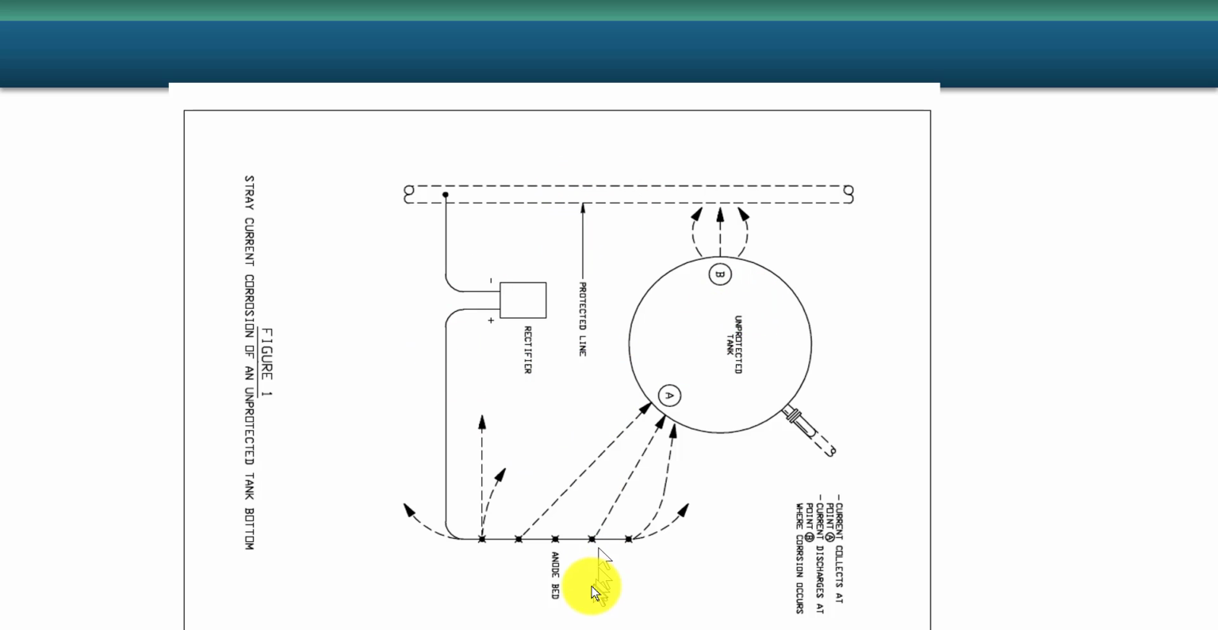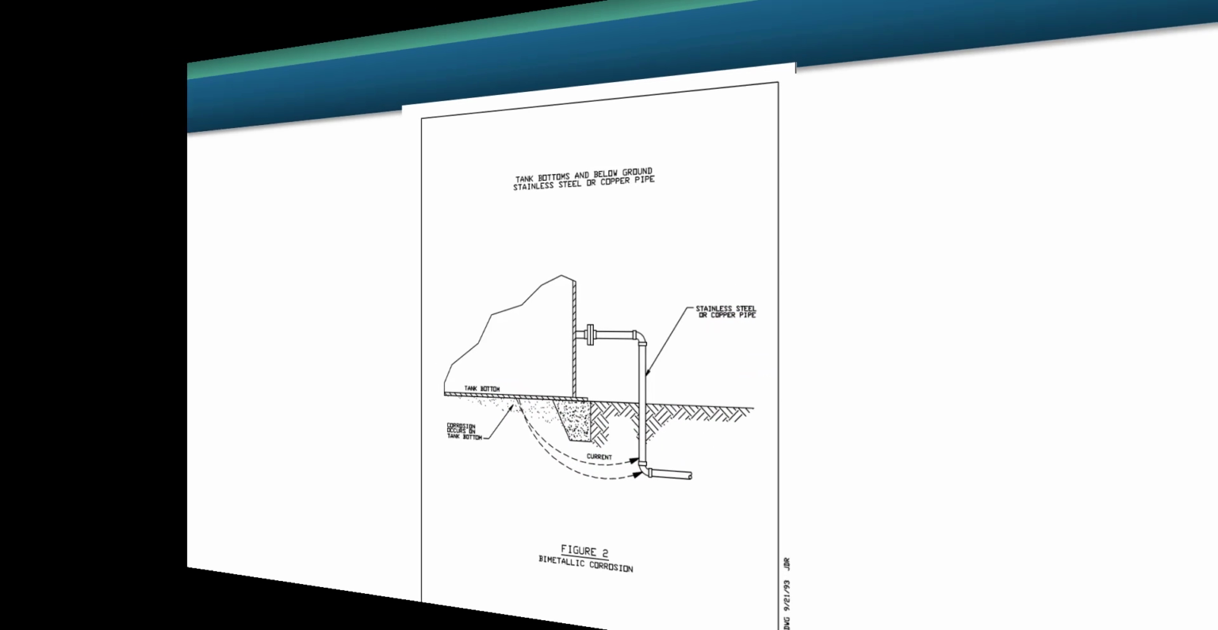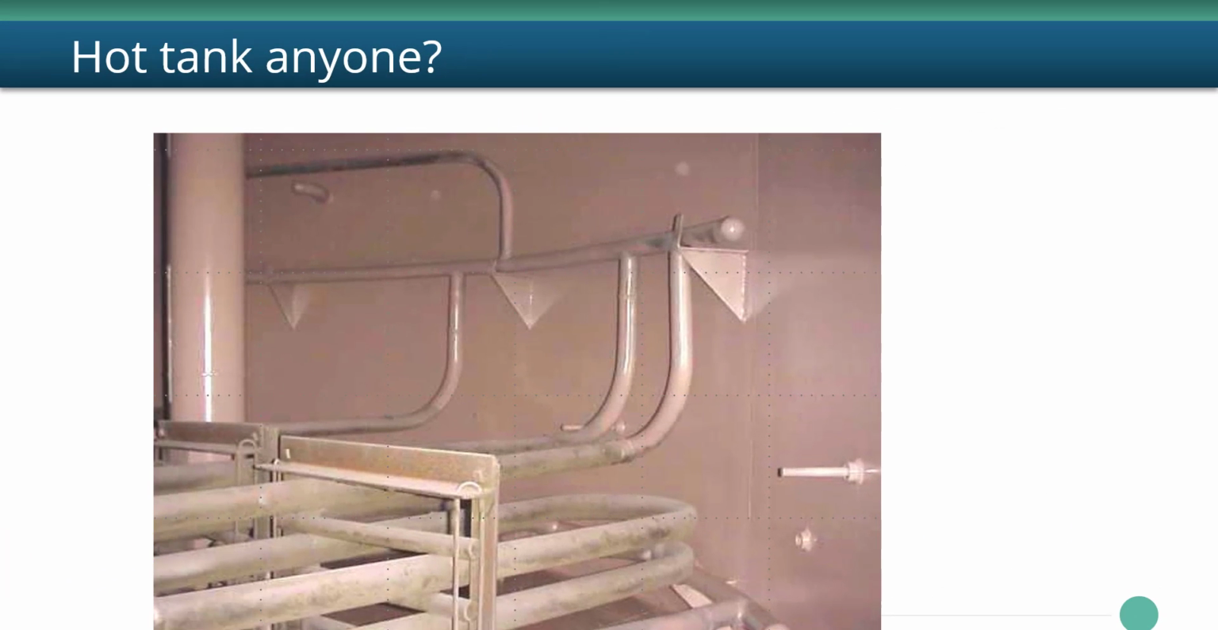If your tank is in between the anodes of the pipeline system and the pipeline, for example, the current goes right through the tank, and where it leaves, you have corrosion. You have an anode here. This is a galvanic series type corrosion where you have the steel, which is anodic to stainless or copper pipe, corroding away. Corrosion rates, like any chemical reaction, increase by about a factor of 2 for every 10 degrees C increase.